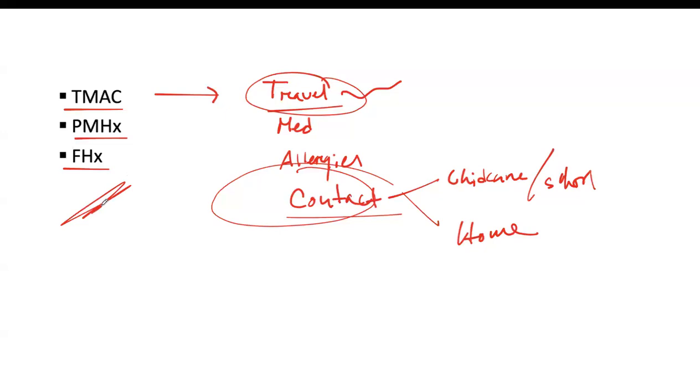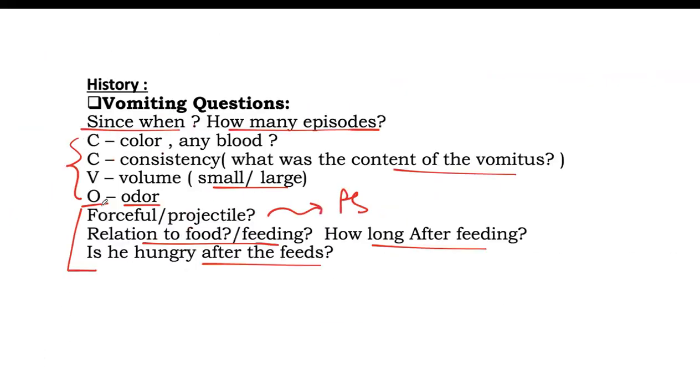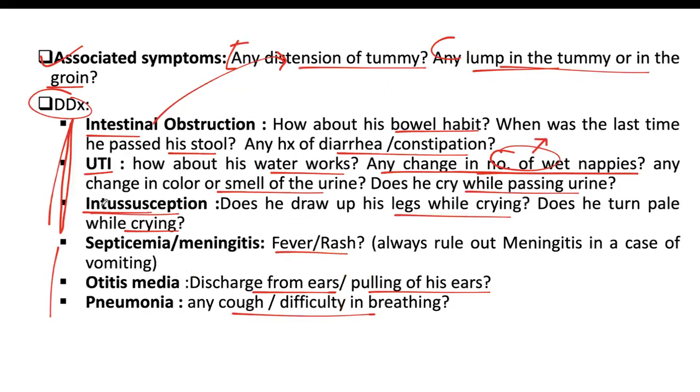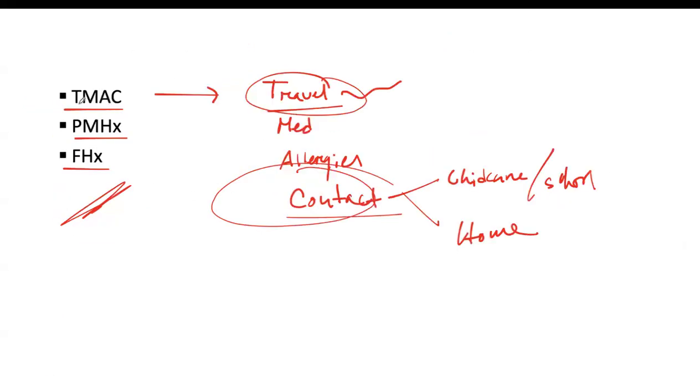All right, so let's recapitulate. Let's go over what we have discussed about the history. History will start from introduction and reassurance of the parent, making sure the child is vitally stable, then the vomiting question, then we can directly go to differential. So start with bowel obstruction, intussusception, and incarcerated hernia, then non-GIT causes: septicemia, otitis media, pneumonia, then well baby binds, TMAC, past medical and family history.